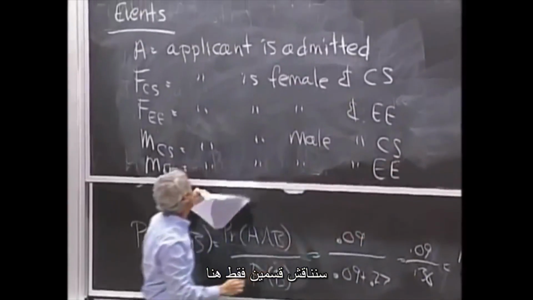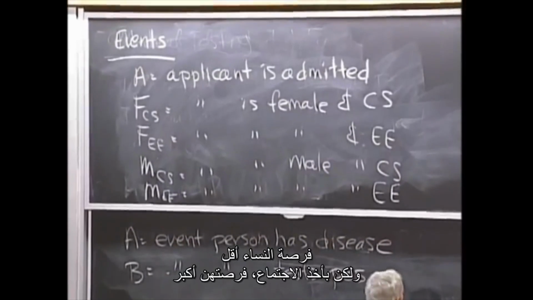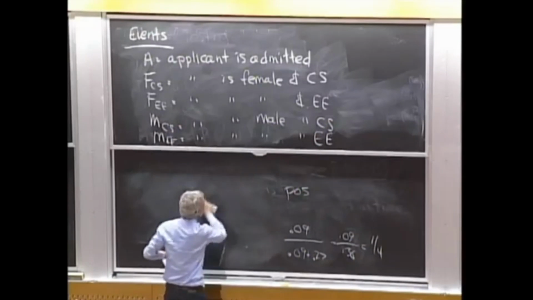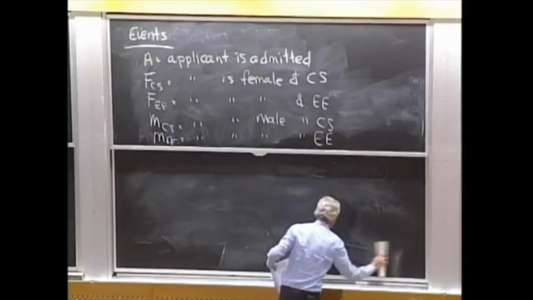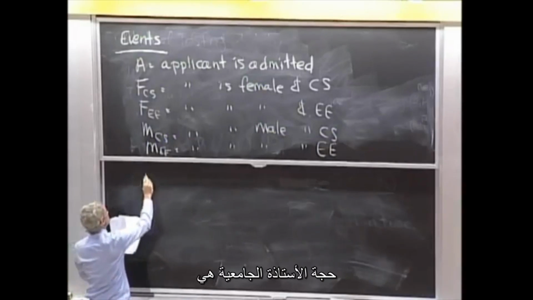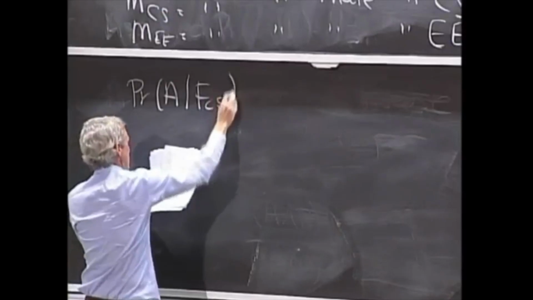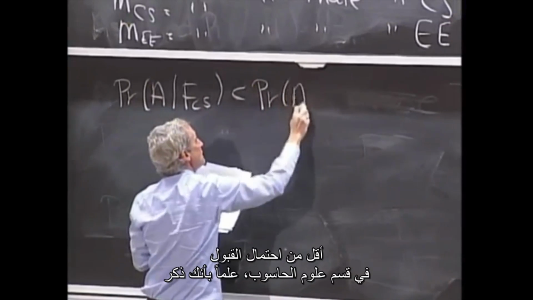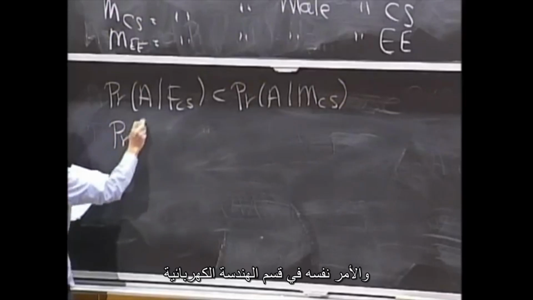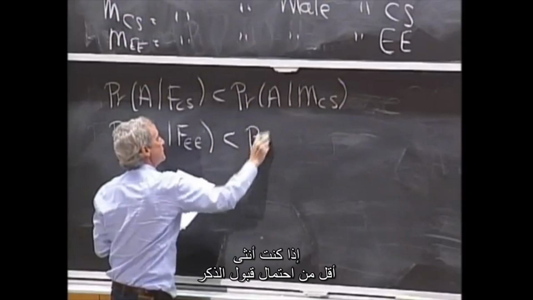So we're just going to look at 2 departments here and try to figure out if it can happen that in both departments the women are worse off, but if you take the union, they're better off. So the female professor's argument effectively is the probability of being admitted, given that you're a female in CS, is less than the probability of being admitted, given that you're a male in CS. And same thing in EE. Probability of being admitted in EE, if you're a female, is less than if you're a male.